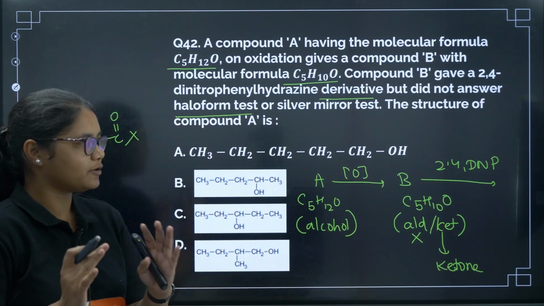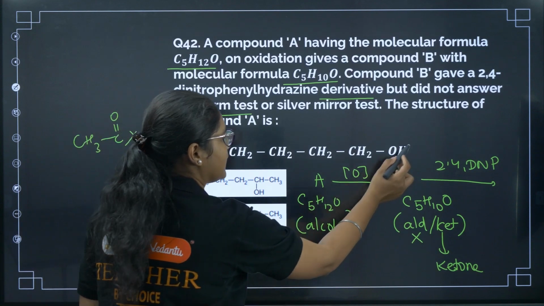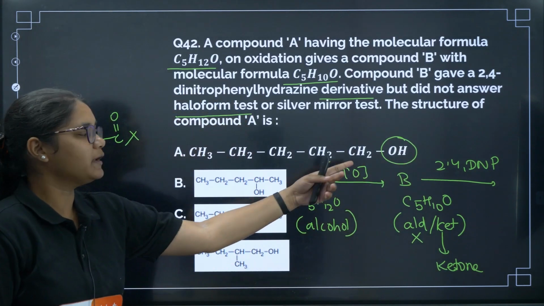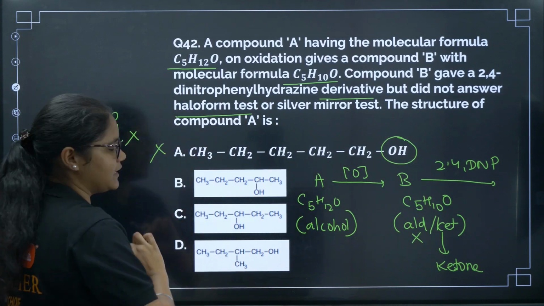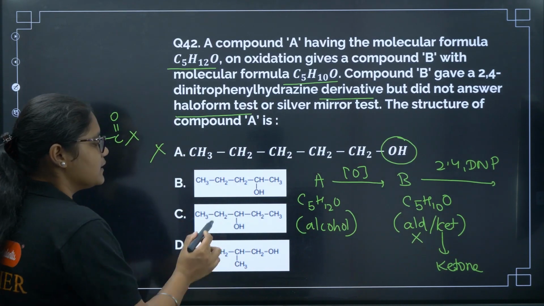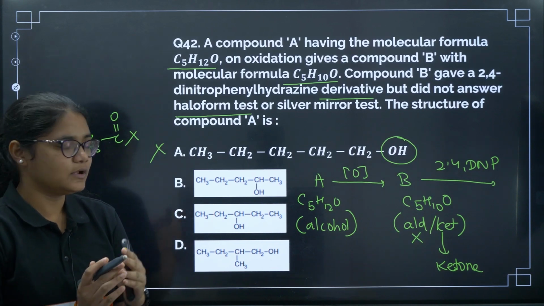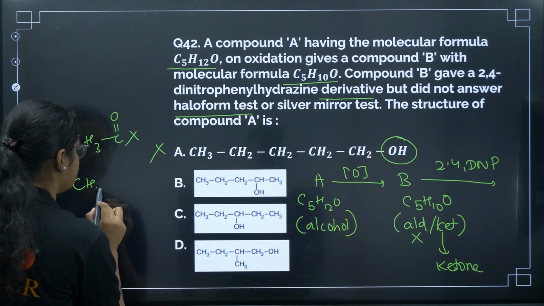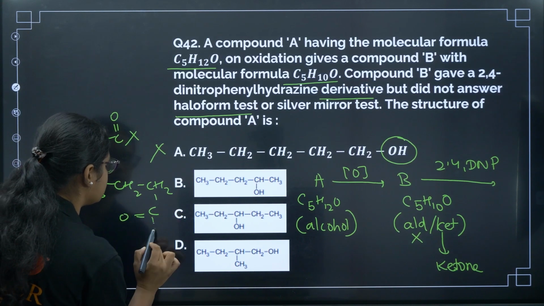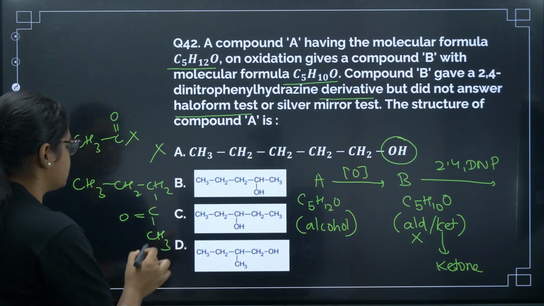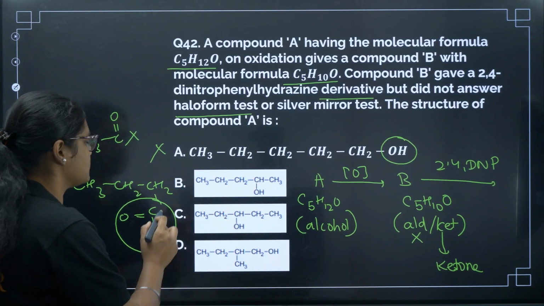So that is enough. A lot of information is already given. Compound A has to be an alcohol first. If you take this alcohol, it will give you an aldehyde on oxidation, but our product is a ketone, so this option is eliminated. Now this one will give you a ketone. It is a secondary alcohol, so on oxidation you will get a ketone. But what ketone will we get for option B? That is CH3CH2CH2COCH3. Now this contains the COCH3 group, which can give the haloform test. So that is why this is also incorrect.